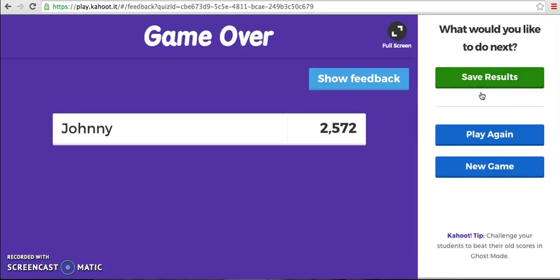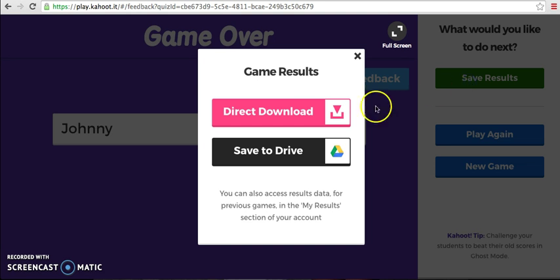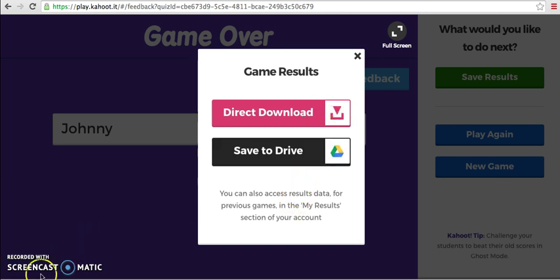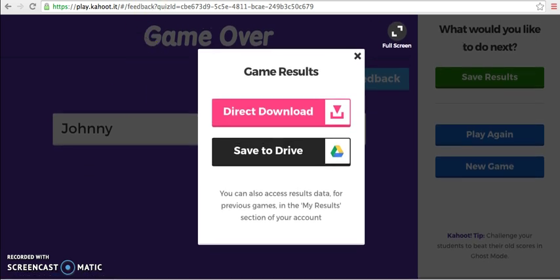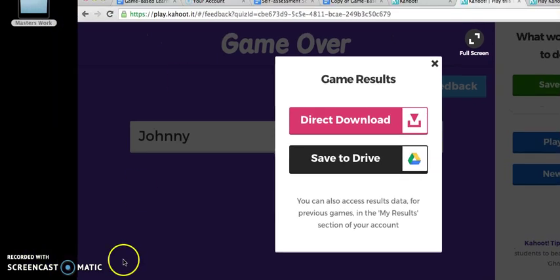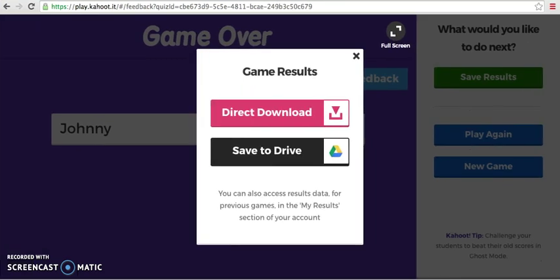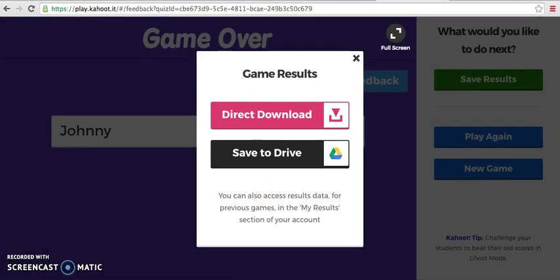Then when you say get results, I always just save the results. I do a direct download and I save them as a file. And then as I open it, it opens to an Excel sheet.